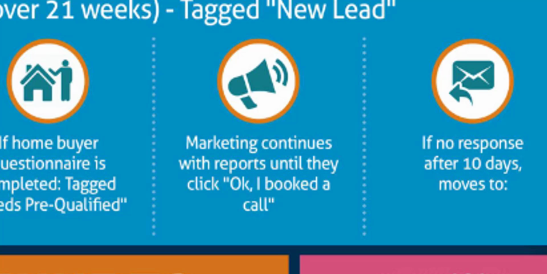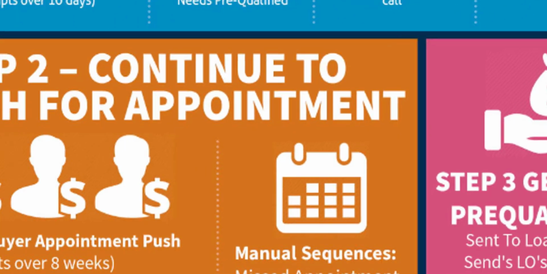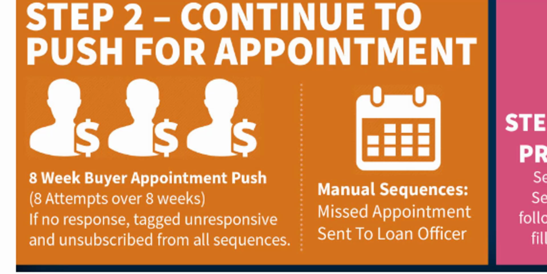Now, if they have not done that within a 10-day period, we're going to give one final 8-week push down to step number 2, where we're going to continue to push for the appointment. So what's going to happen is once a week over 8 weeks, we're going to send them a message to try to get them on your calendar. At the end of that sequence, if they haven't responded at all, they're going to be tagged unresponsive and unsubscribed from all sequences.